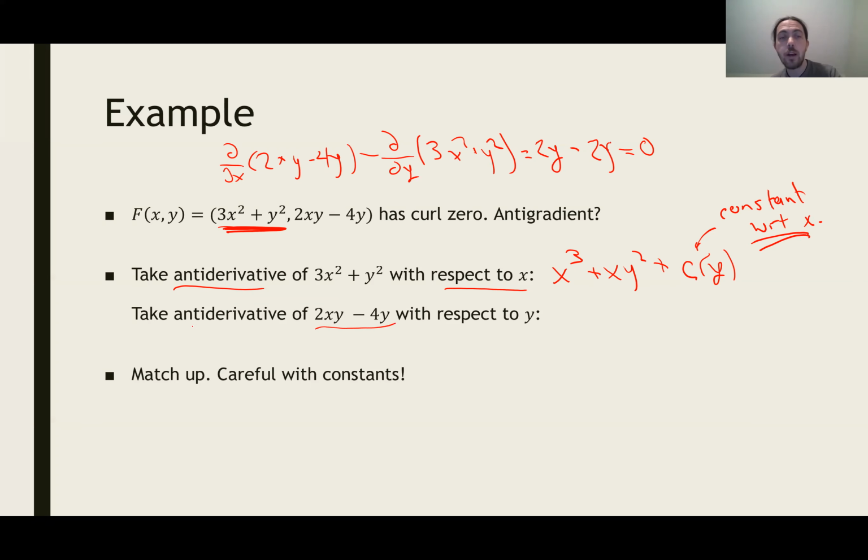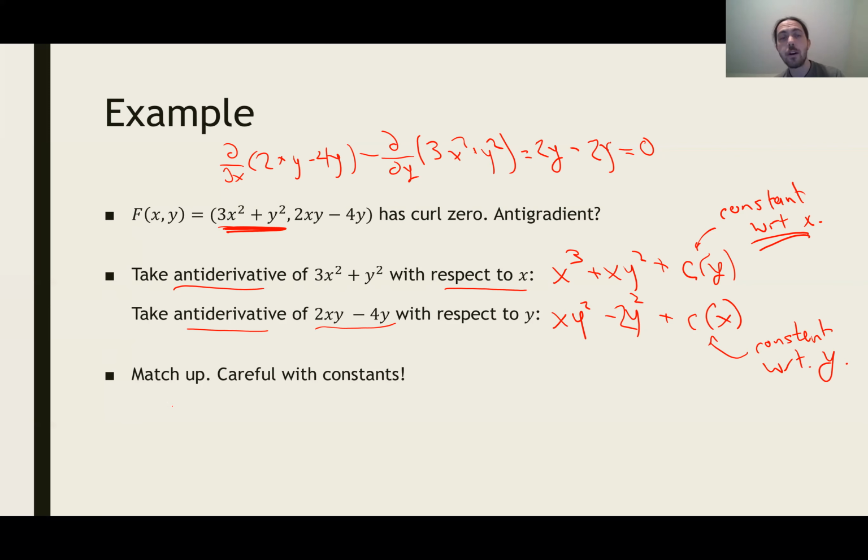Similarly, for the bottom one, I want to take the antiderivative of 2xy minus 4y. If I take the antiderivative with respect to y, an antiderivative of 2xy with respect to y is x times y squared, minus 2y squared. That's an antiderivative with respect to y, and then we also have to have a constant. But now it's something that's constant with respect to y, it's still allowed to depend on x. And then we're trying to match these up.